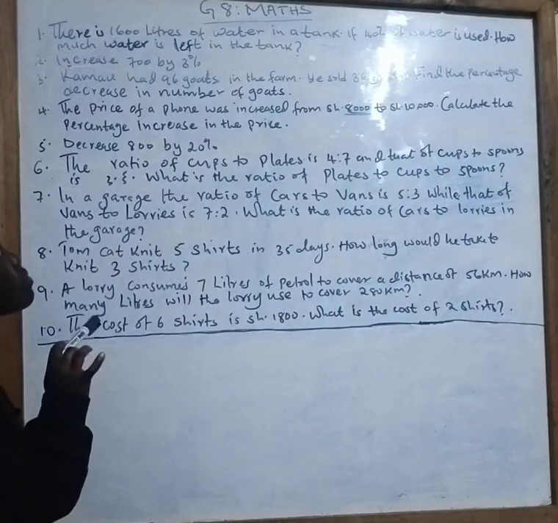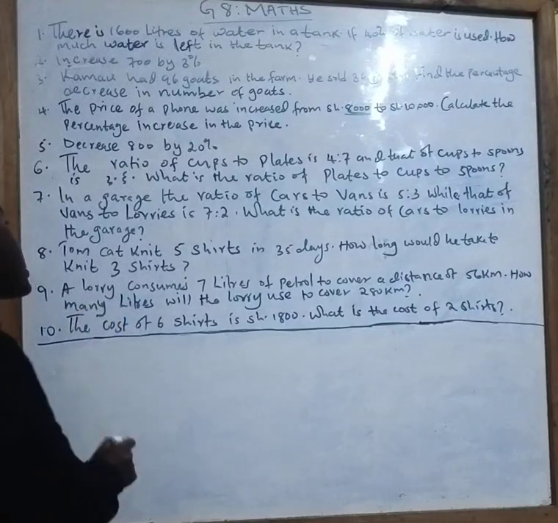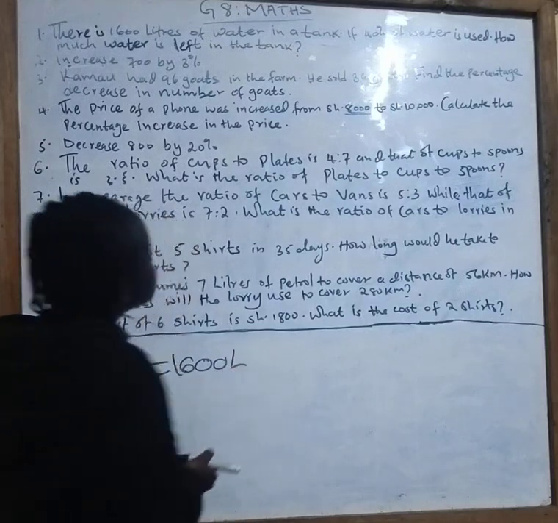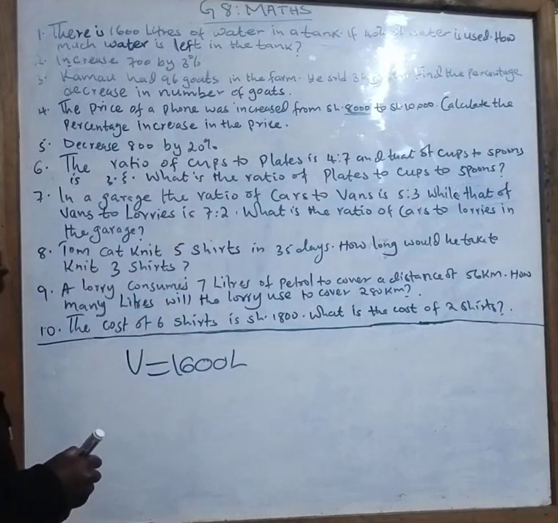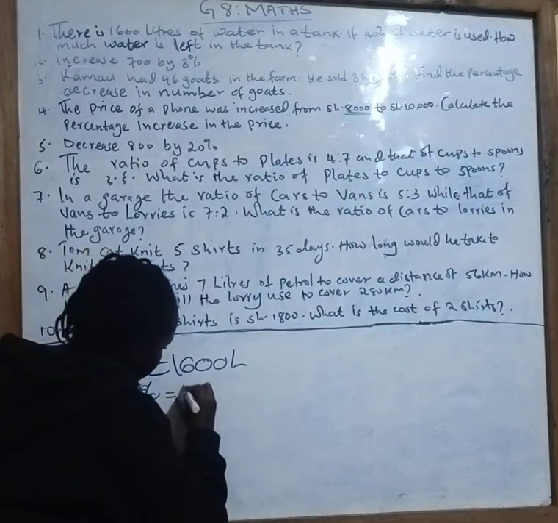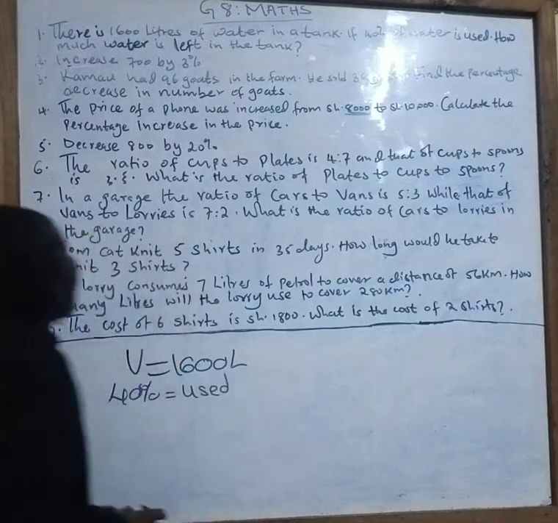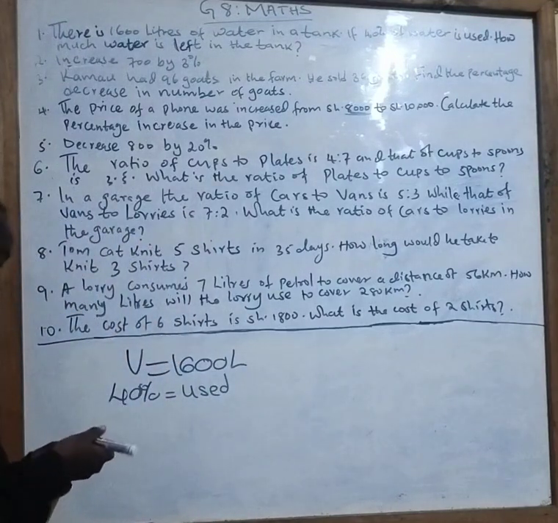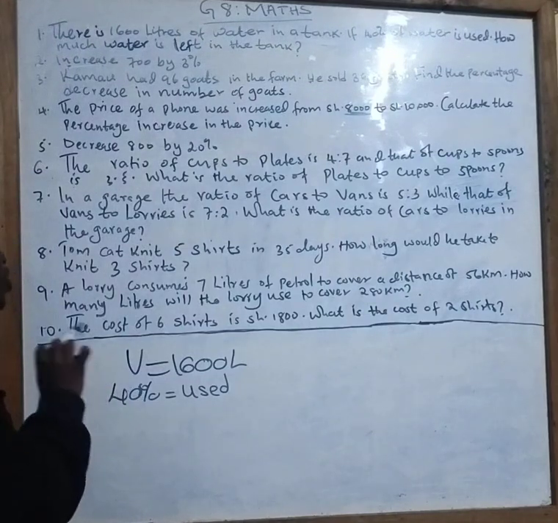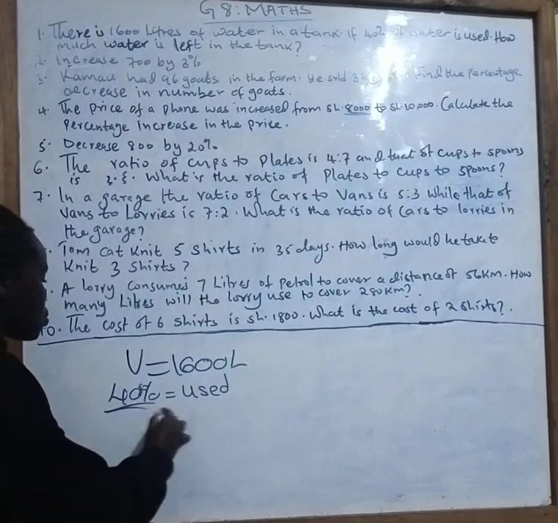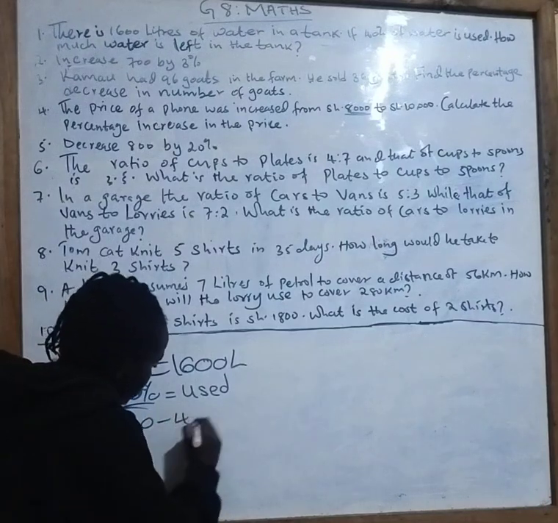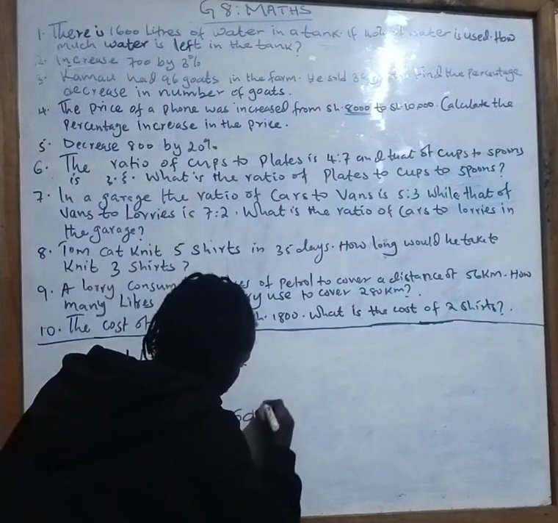So, the volume of the water in the tank is 1600 liters. If 40% of water is used, so 40% used. How much water is left? So, 100%, water was full and 40% was used. So, if you say 100% minus 40, the answer is 60%.